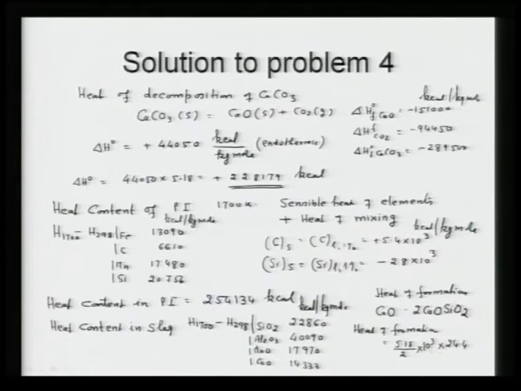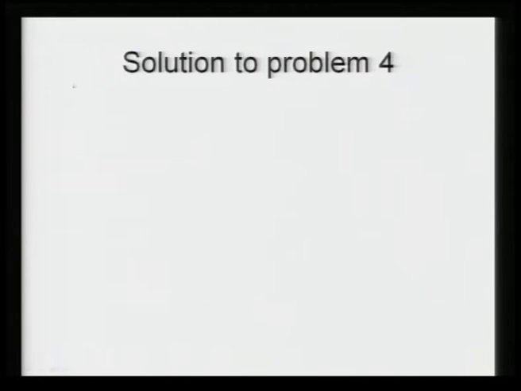Now, mind you, this is the heat which is generated, it is exothermic, remember. So, while calculating the heat content in slag, if we sum total, then that value will come to 244,978.8 kilocalorie. Do not forget to subtract the heat of formation of slag, because that will be generated, that is important. Now, then we have to calculate sensible heat in gases.